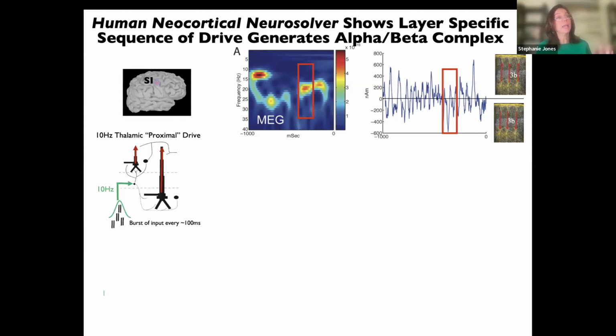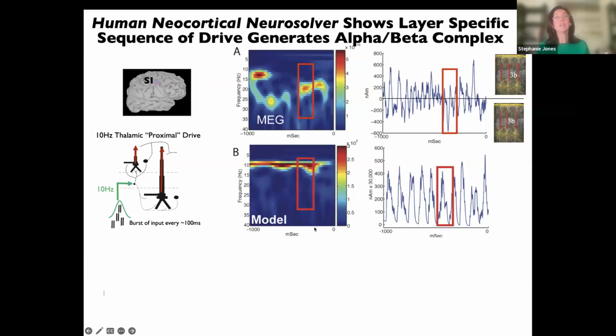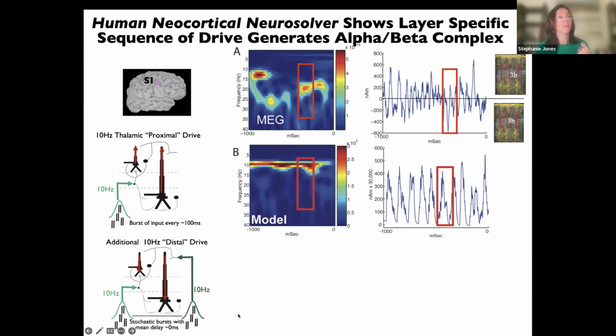So if we just come in and we hit this network with a burst of input every 100 milliseconds coming from the thalamus, what that does is it drives current flow up the dendrites, and then it comes back down the dendrites, and we get a beautiful alpha oscillation. But this doesn't look anything like our actual signal, which goes up and down and presumably reflects current flow up and down the pyramidal neuron dendrites. And so that said to us, well, what if we add another input to the distal dendrites? That should start to push current flow down the dendrites and break this upward current flow.